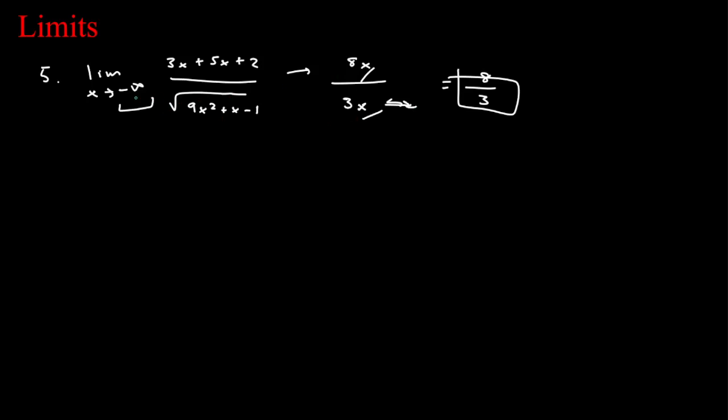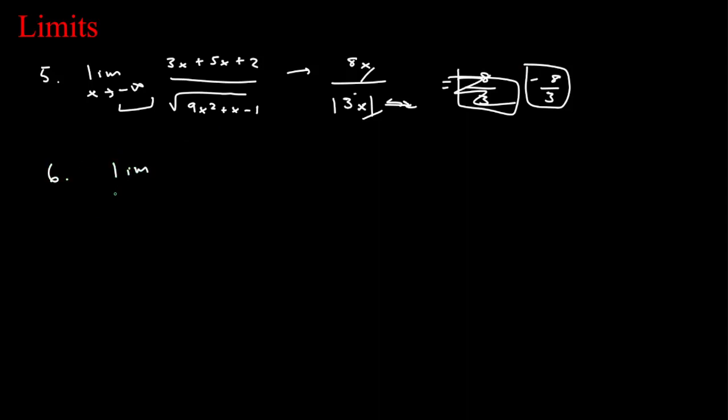Oh shoot, we're going to negative infinity. Alright, when we're going to negative infinity, the denominator is positive, right? But the numerator is not positive, so we're going to get negative 8 over 3. My bad. Alright. Number 6.